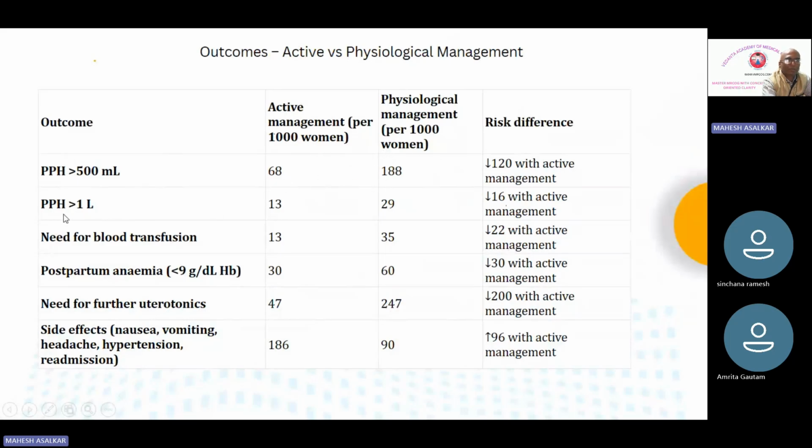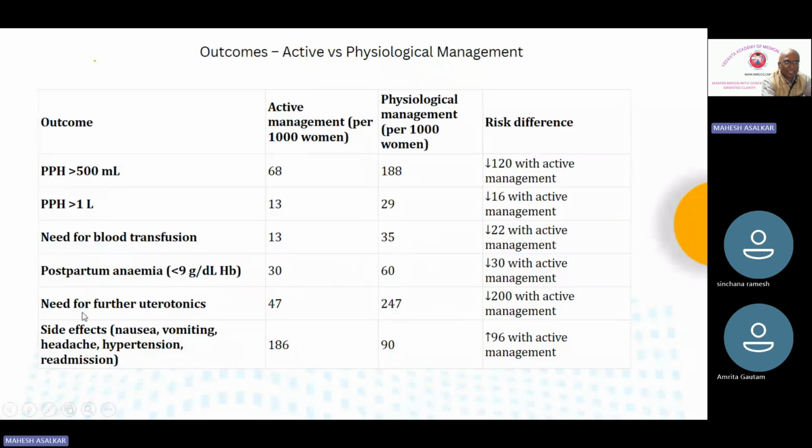PPH more than 1 liter is seen in 13 cases. Here it is 29 cases. That is almost double. The need for blood transfusion here again 13 and 35. Postpartum anemia is more common with physiological management.